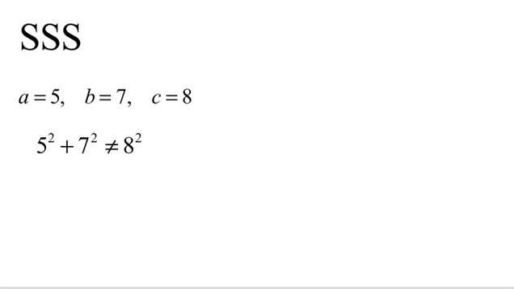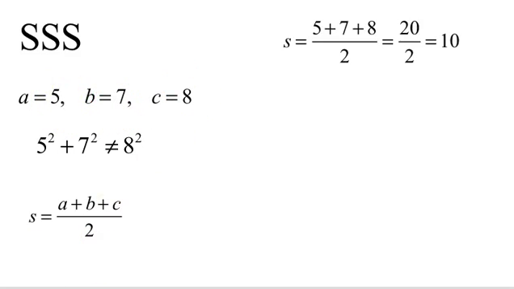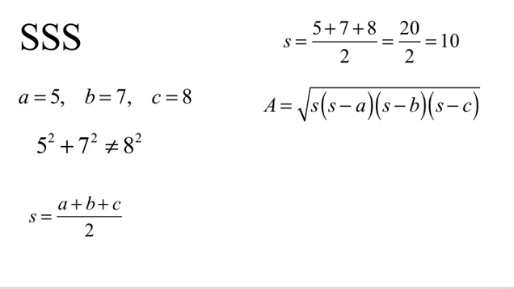I'm going to go ahead and appeal to Heron's formula to find the area. So step 1 is to find the semi-perimeter. A plus B plus C divided by 2. 5 plus 7 is 12, plus 8 is 20, divided by 2. It gives me a semi-perimeter of 10. Then the area is the square root of S times S minus A times S minus B times S minus C. S is 10. This will be the square root of 10 times 10 minus 5 times 10 minus 7 times 10 minus 8.